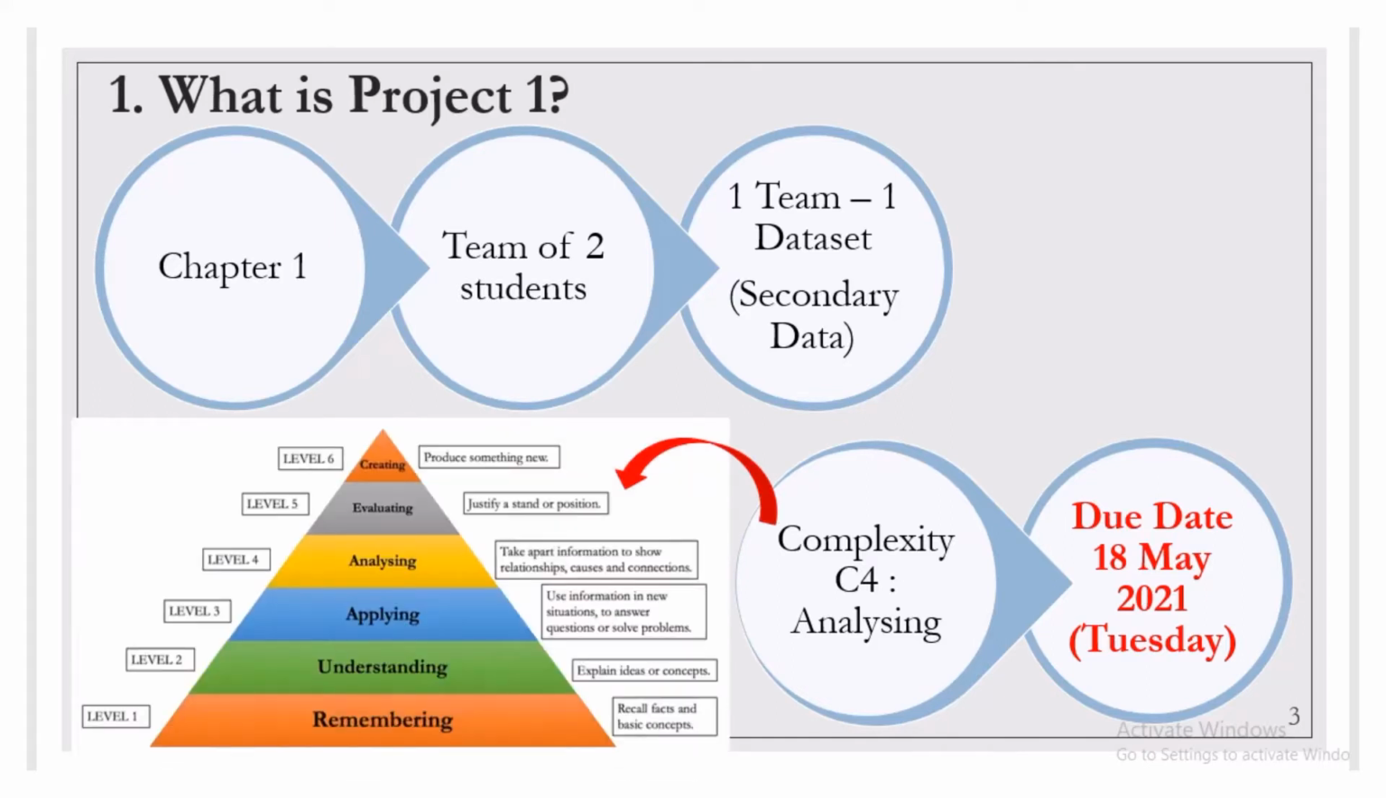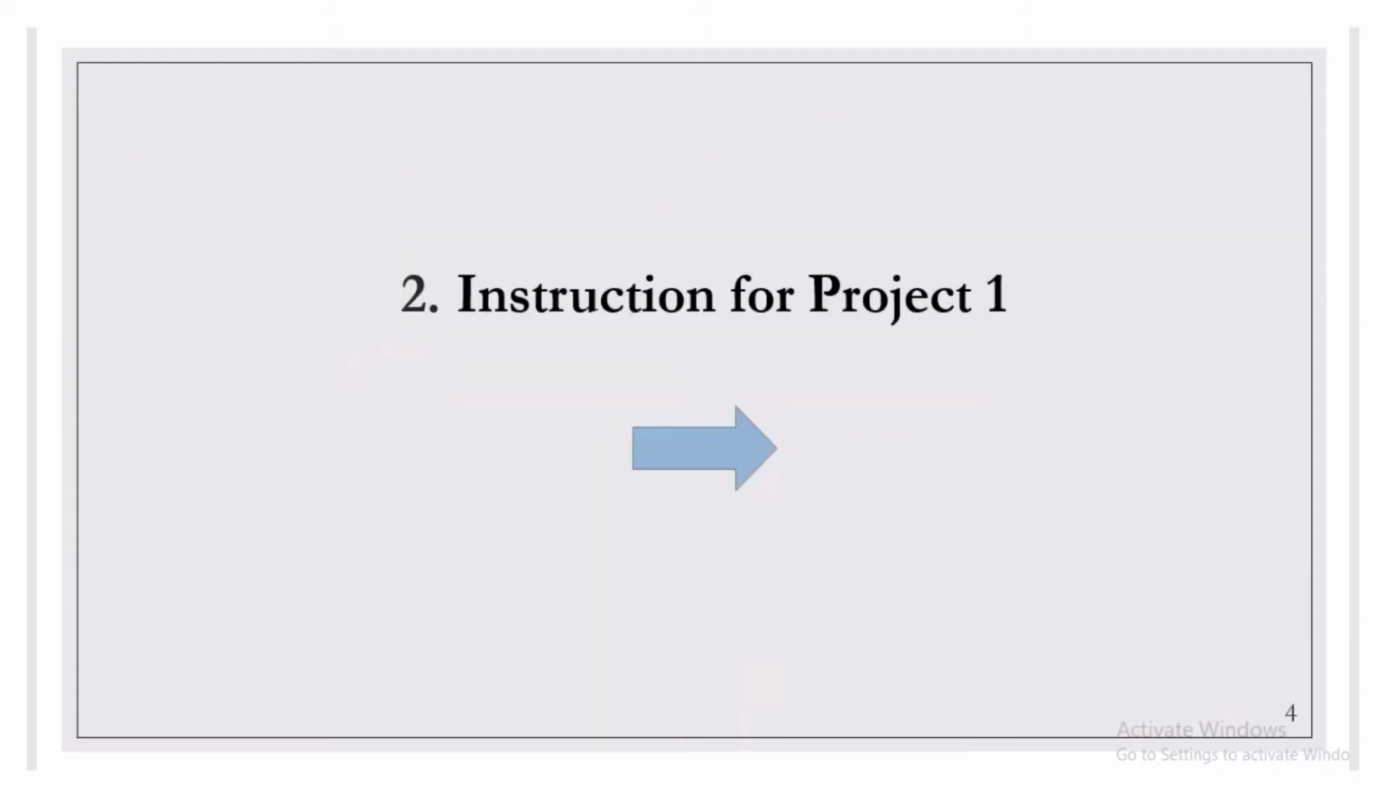The level of complexity for Project 1 is C4, which means the execution for this project involves the process of remember, understand, apply, and analyze what you have learned in Chapter 1 to fulfill the project expectation. The due date for Project 1 is on 18 May 2021. That will be on Tuesday. Now, let us look at the instruction for the project.